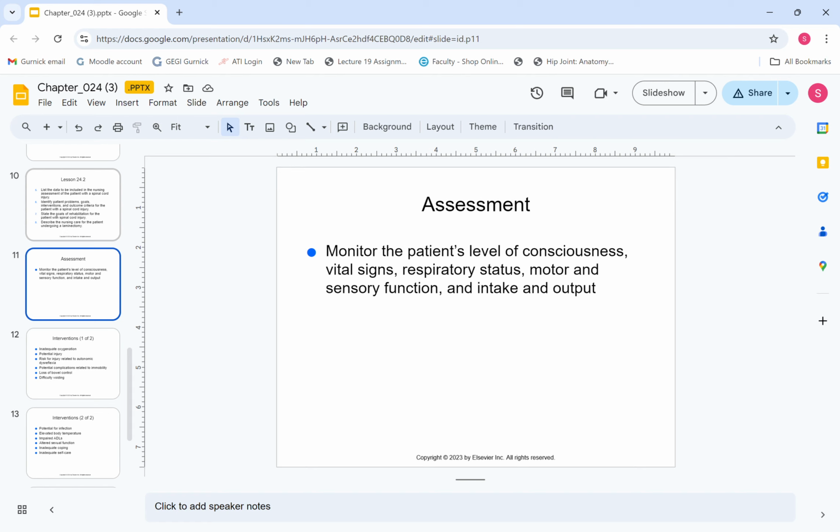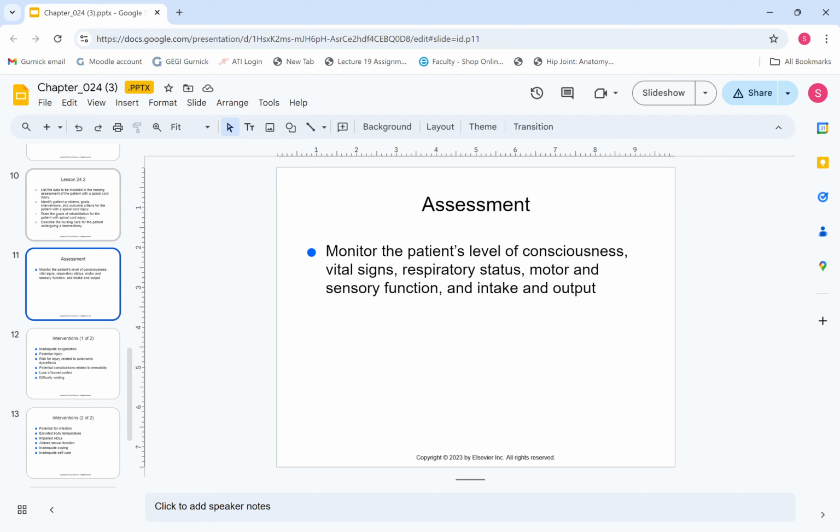All right, in addition to that, we'll do vital signs, because we're looking for things like autonomic dysreflexia, right? We'll do respiratory status, because remember, if they have a C5 or above, we're worried about respiratory status, even if they're not on a ventilator. And they wouldn't be if they had a C5. They would be if they had a C4.